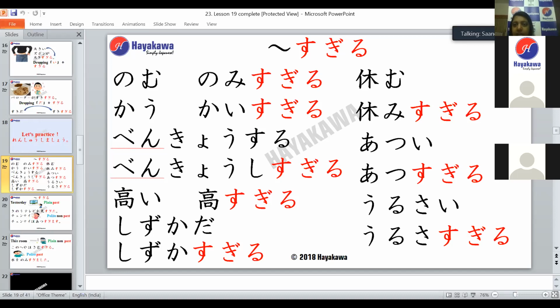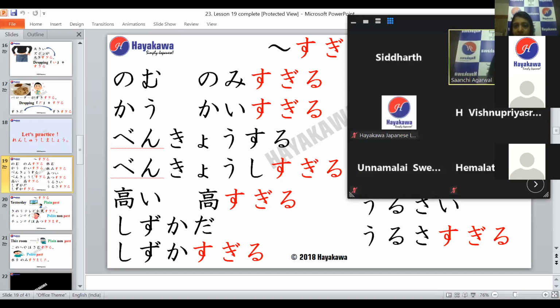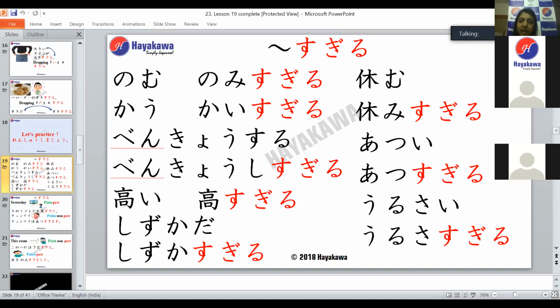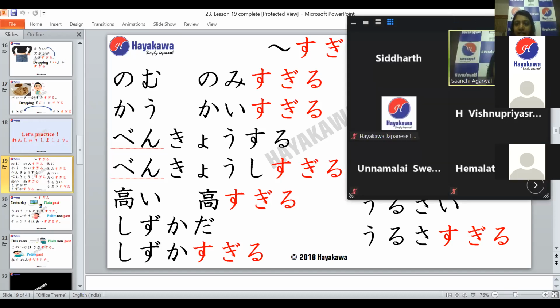Kau, which means to buy, right? Shweta-san, can you try doing this for me? Hi, Sensei. Kai sugiru. Very good, Shweta-san. So it becomes kai sugiru. So the next verb we have is benkyosuru, which means to study. Very good, Shweta-san. Benkyosuru means to study.